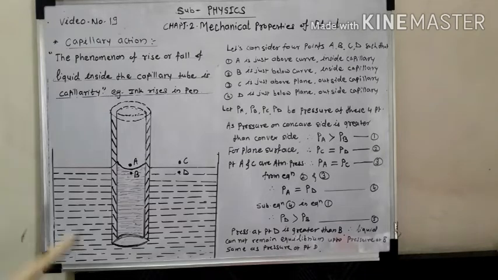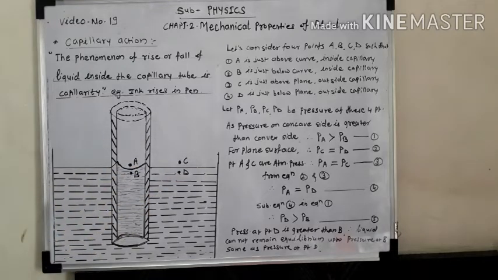That means we take points A and B inside the capillary tube, above and below the curved surface. We take points C and D outside the capillary tube, just above and below the plane surface.